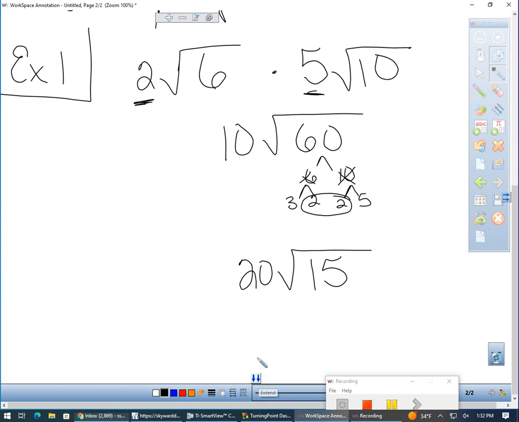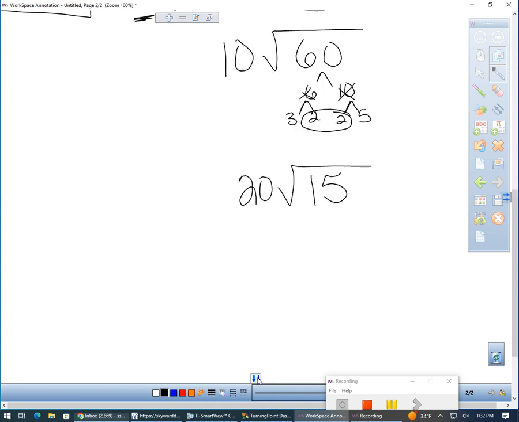All right? Not too bad. That is literally what we are doing today. Now, granted, some of them are a little tougher. Some of them are a little bit bigger numbers. Okay? All right, so let's try another one. Example number 2.